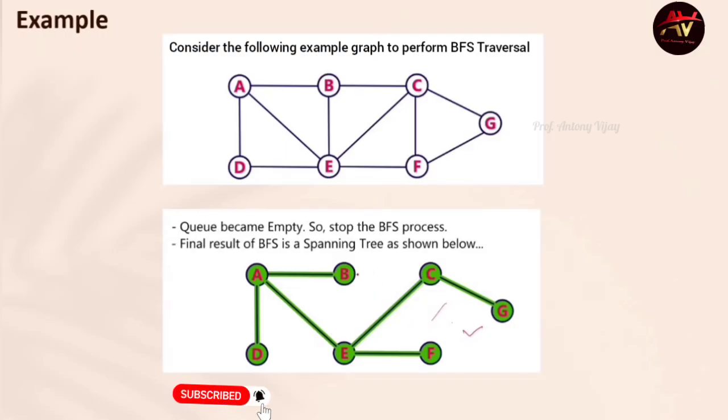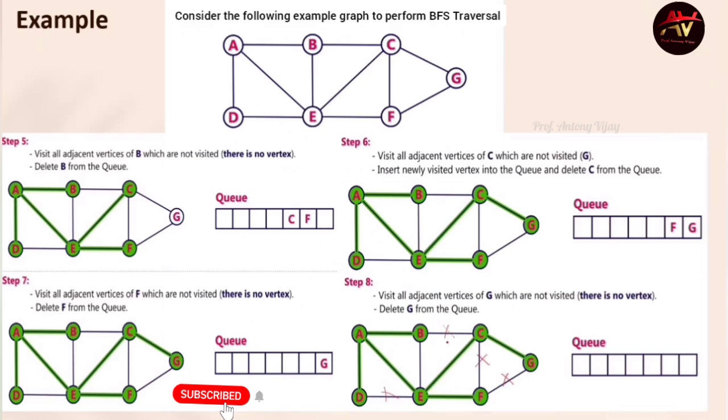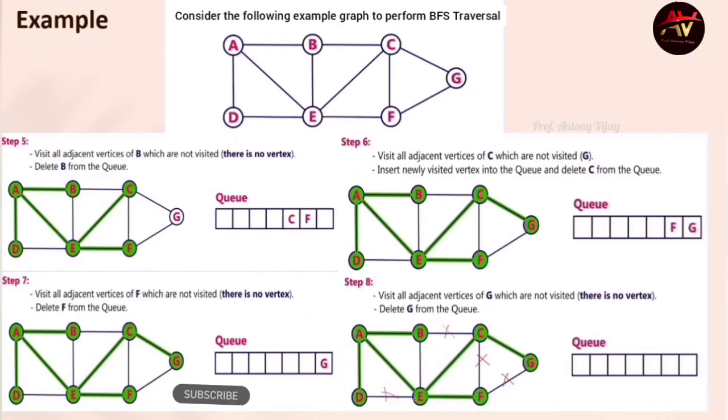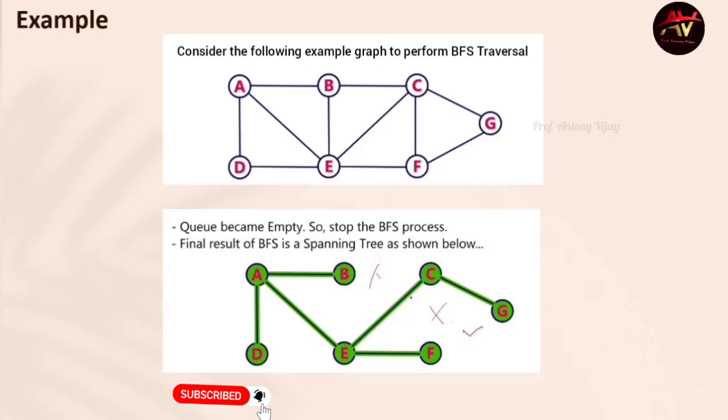See here, there is no link between B and C. In the previous one, there was a link between B and C, and C and F. Now C and F, no link is there, and F and G, no link, and D and E, no link. Okay, so this is the spanning tree part. This is the final outcome of our breadth first search.